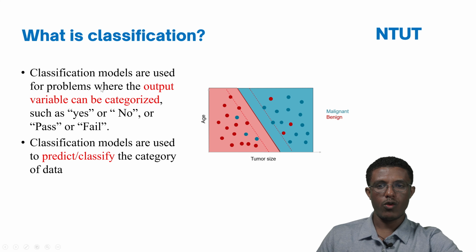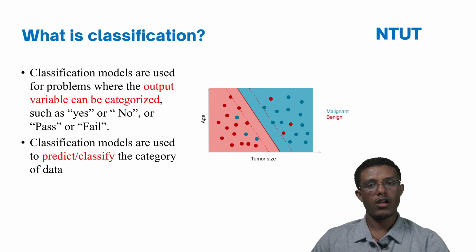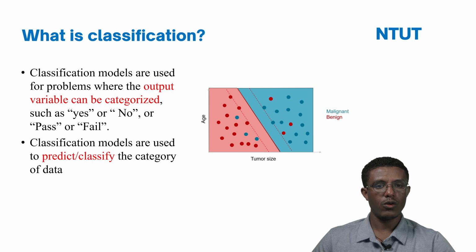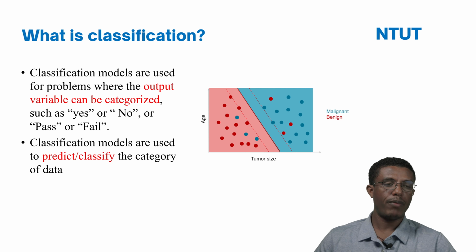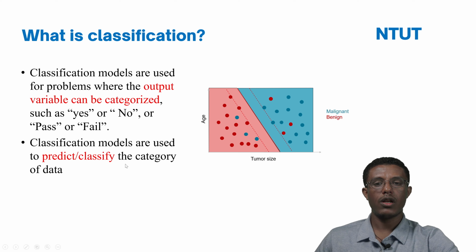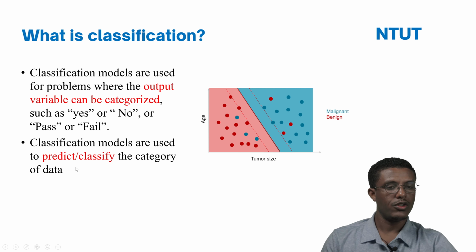Classification models are used for problems where the output variable can be categorized. When we say classification, mostly the output value is categorical, like yes or no, or pass or fail. When you give some data, the output is expected to be either pass or fail. That is why we say categorical. So classification models are used to predict or classify the category of the data, here just two categories.